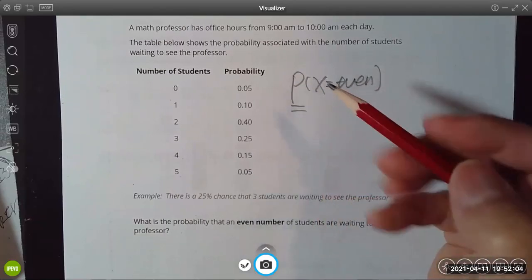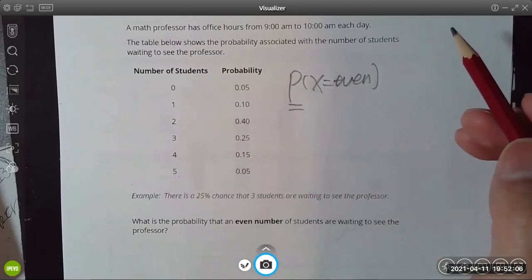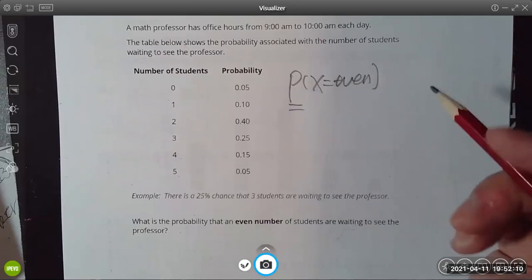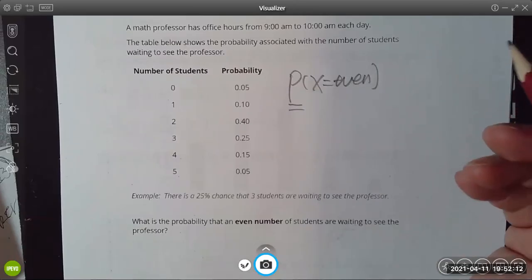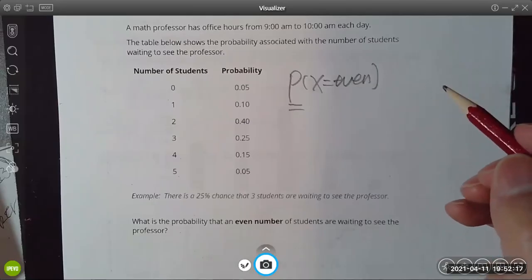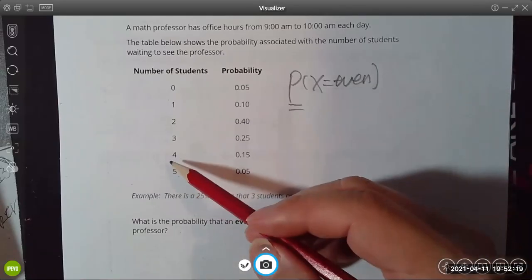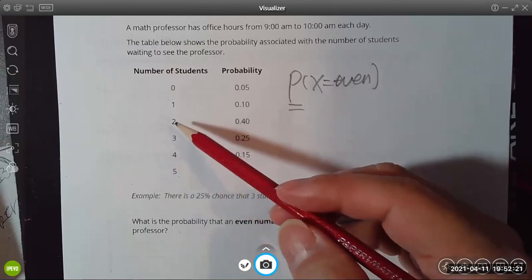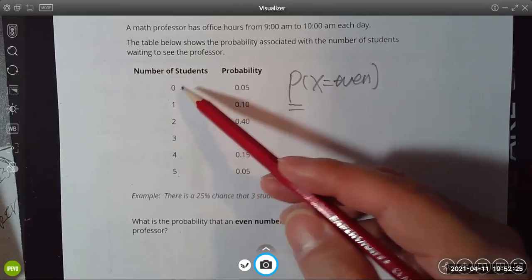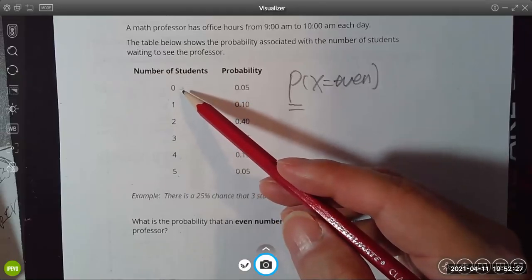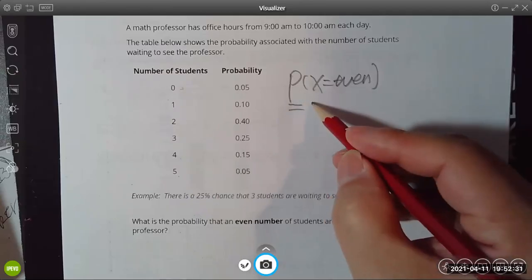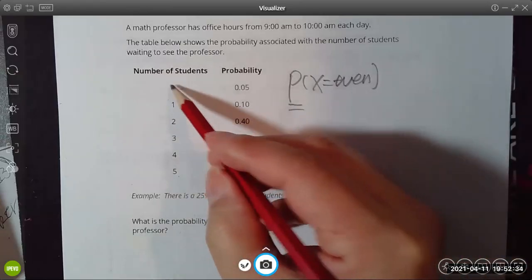How many even numbers? That depends on whether students are clear about the definition of an even number. An even number is a number that can be divided by 2 evenly. 4 can be divided by 2 evenly. 2 can be divided by 2 evenly. How about 0? 0 divided by 2 is 0. It's even. There's no remainder. There's no decimal. So we have 3 numbers: 0, 2, and 4.